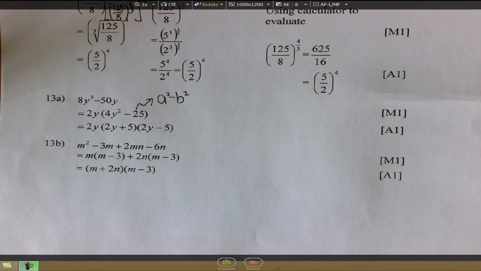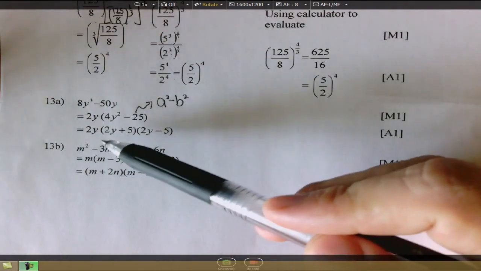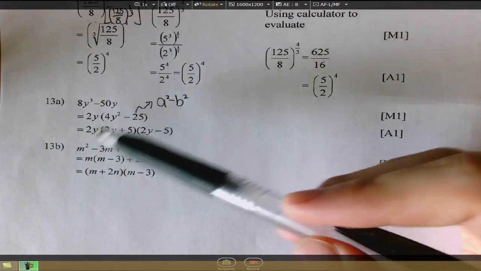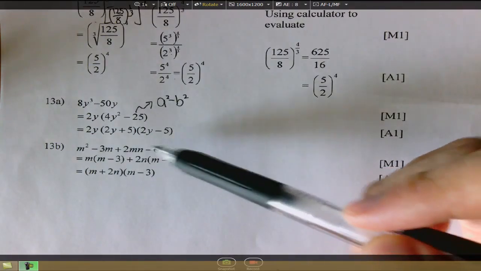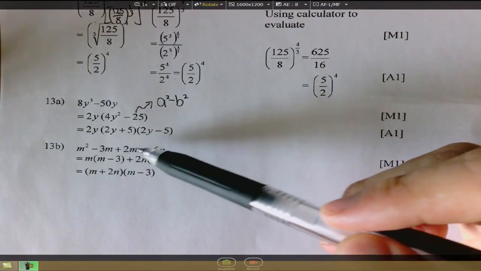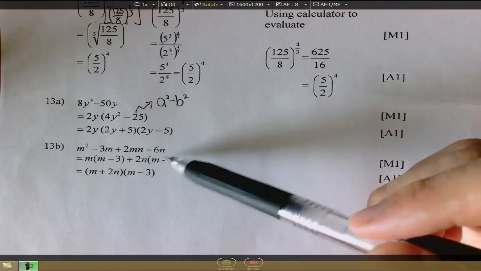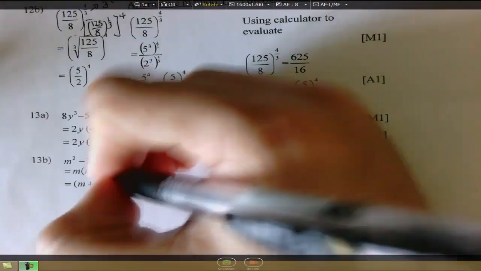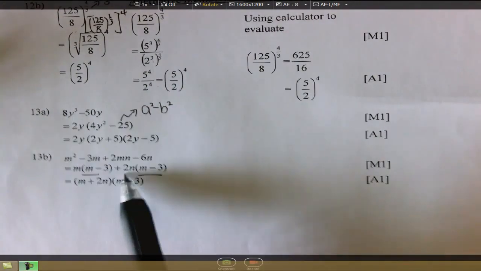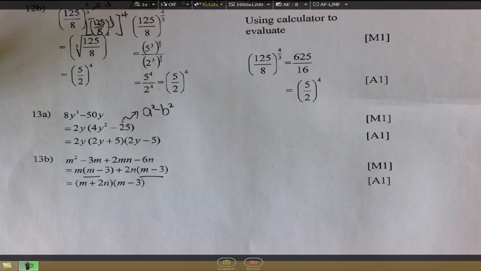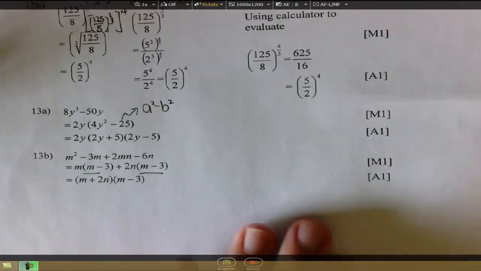Now we move on to question 13b. 13b is a question of factorization by grouping. So you factorize m from these two terms, you get m minus 3. You factorize 2n, you are left with m minus 3 there. Factorizing, the common term here is m minus 3. You factorize, you're left with m plus 2n. Hence 13b gives us (m plus 2n)(m minus 3). And that is question 13.